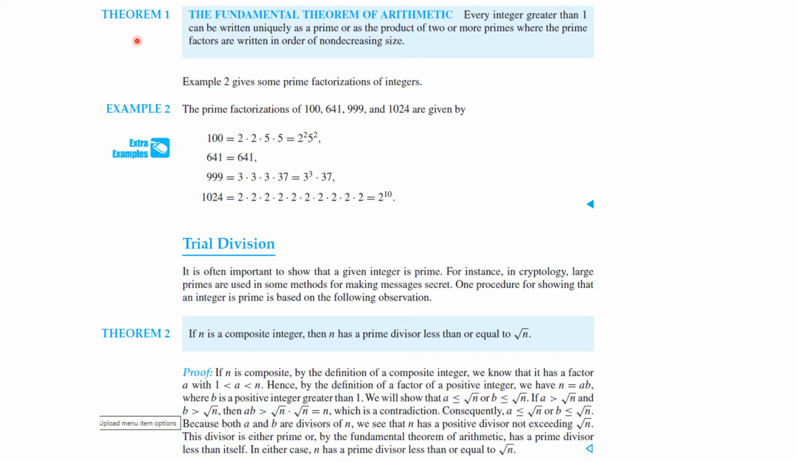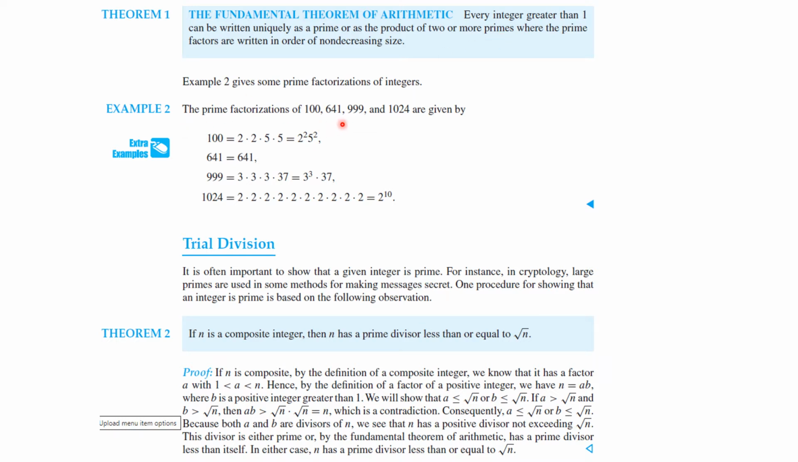The fundamental theorem of arithmetic, which we will not prove here, states that every integer greater than 1 can be uniquely written as a prime, or as the product of two or more primes, where the prime factors are written in order of non-decreasing size. And certainly these can be powers of primes. So let's look at some examples.